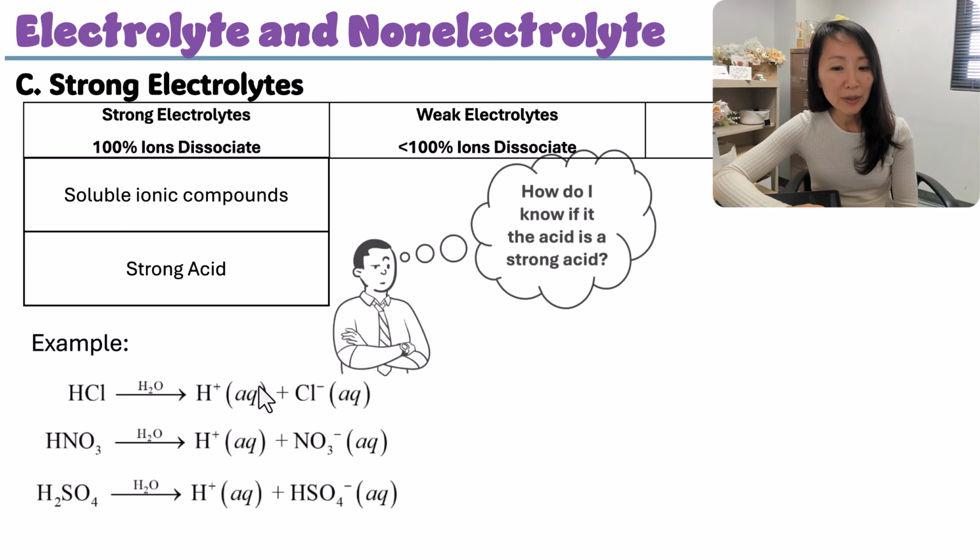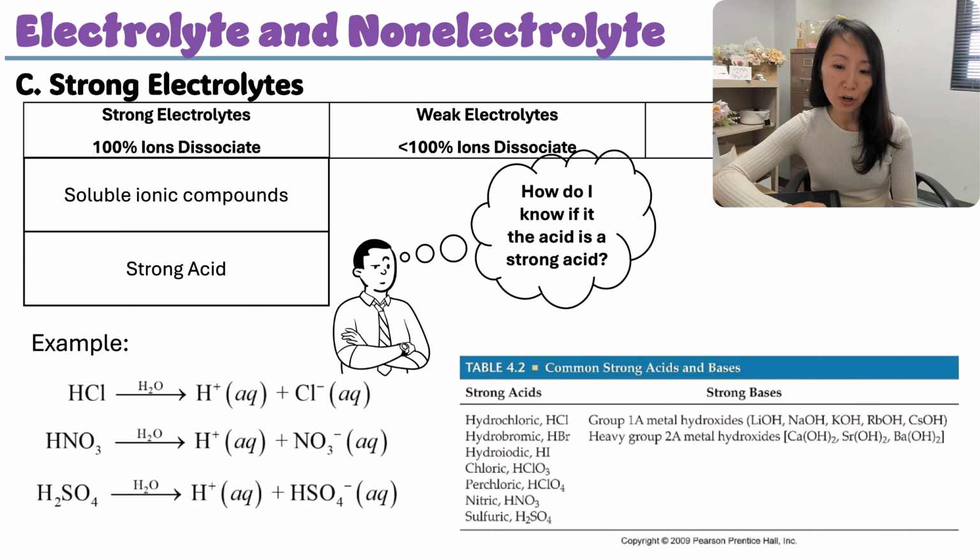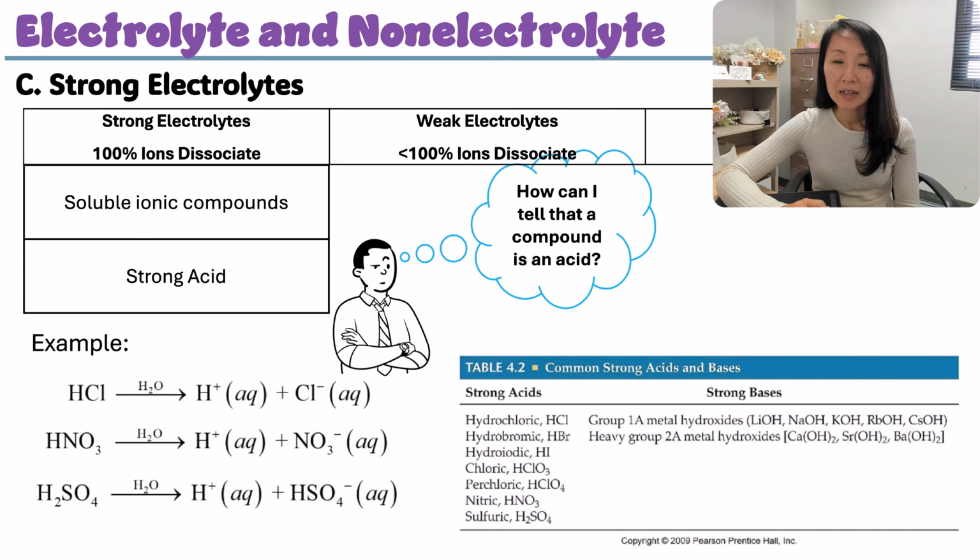Now, how do we know if something is a strong acid? We can know by looking at this chart. This chart is also in your reference sheet, and it lists all of the strong acids here. If it's in this list, then we can say that it is a strong acid. If it's an acid but it's not on this list, then we can automatically assume that it is a weak acid, or weak electrolyte.